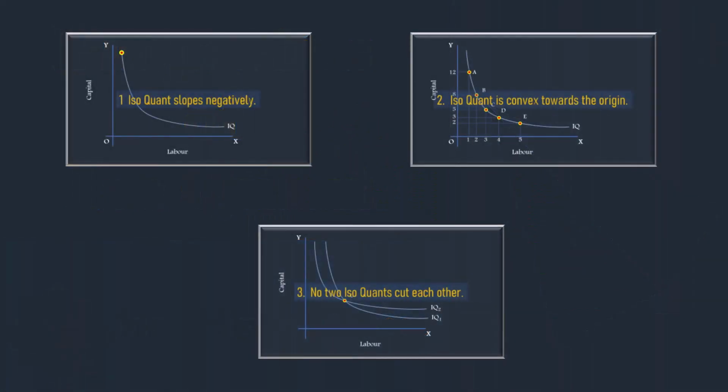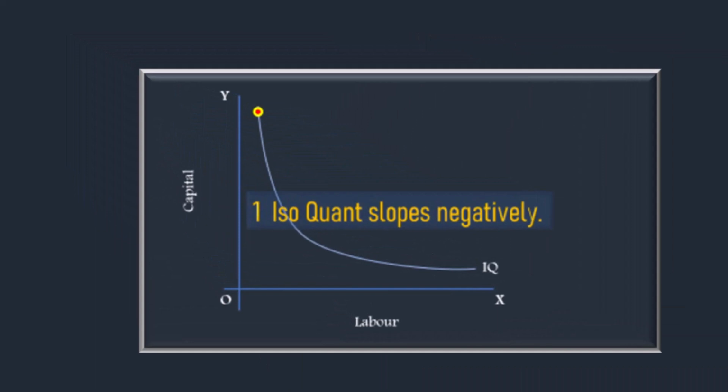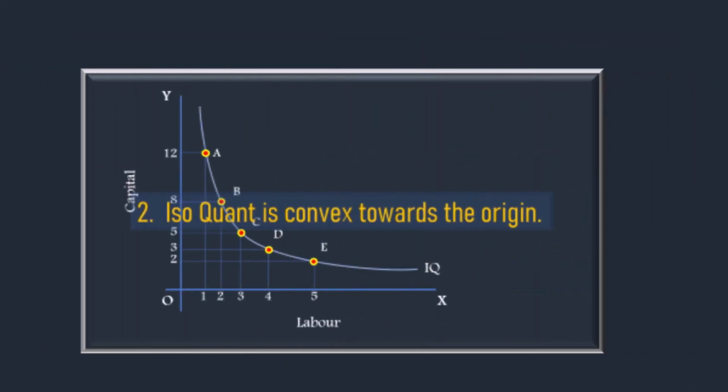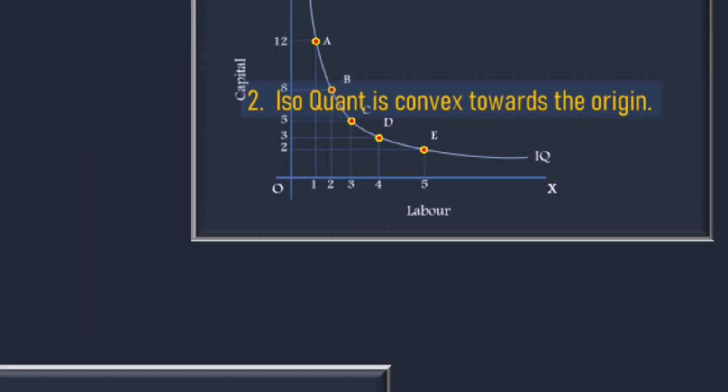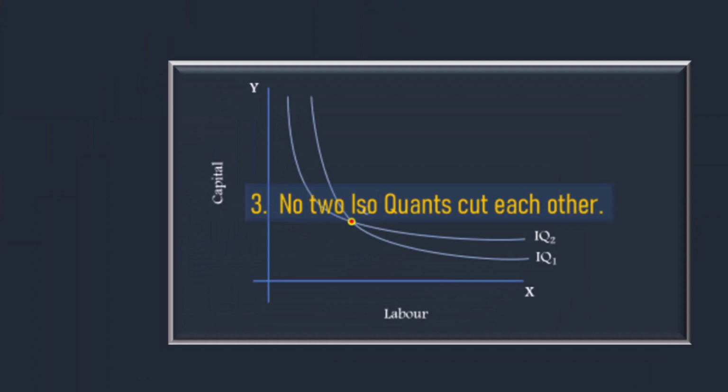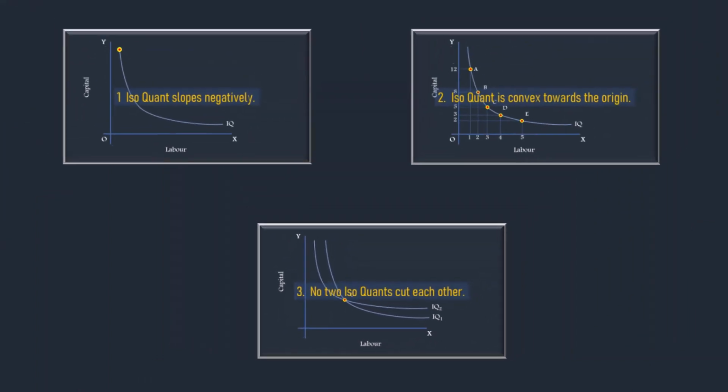Three important properties of Isoquant are: 1. Isoquant slopes negatively. 2. Isoquant is convex towards the origin. 3. No two isoquants cut each other. Let us see them one by one.